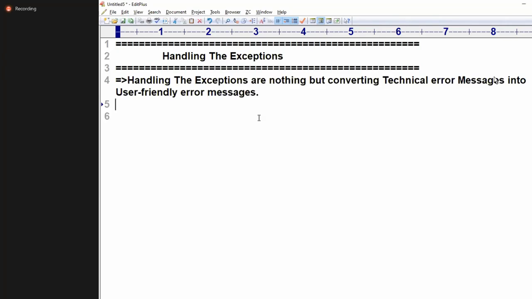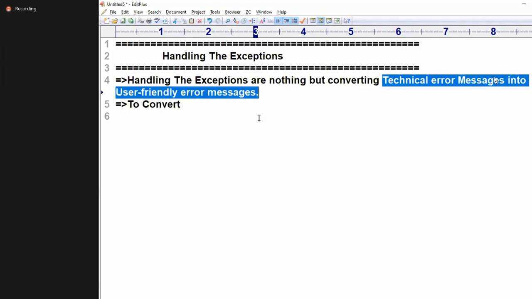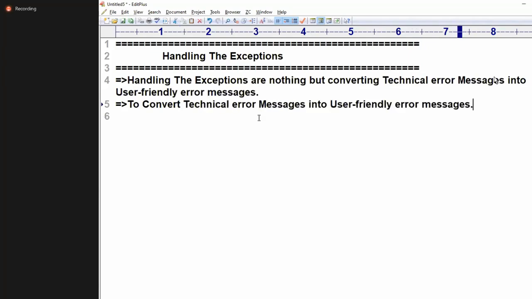To convert technical error messages into user-friendly error messages in Python programming, we have five keywords. Number one, what is that? Try. Number one, try. We will explain in detail about that.